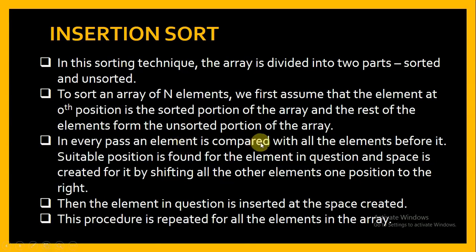In every pass, an element is compared with all elements before it, and a suitable position is found for the element in question, and space is created for it by shifting all the other elements one position to the right. So we take an element from the unsorted portion and we try to shift it to the sorted portion in a sorted manner. To place it in a sorted manner, we sometimes have to make some shifting and make a space for that element, and then that element is inserted at the right position. And this procedure is repeated for all the elements in the array. Let us take an example.